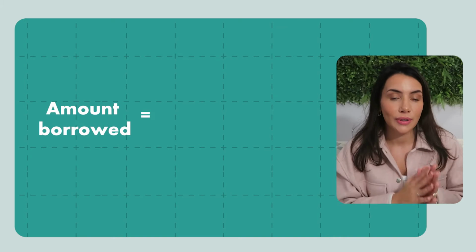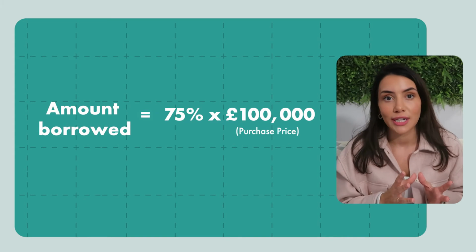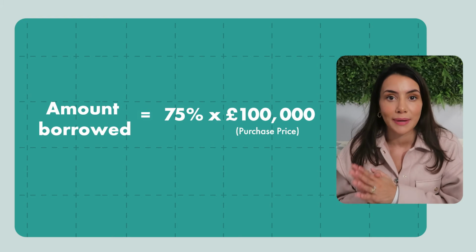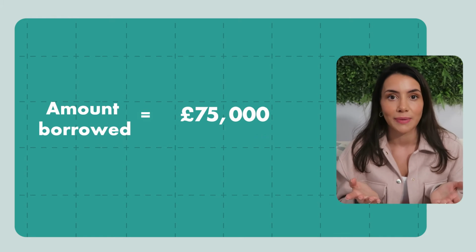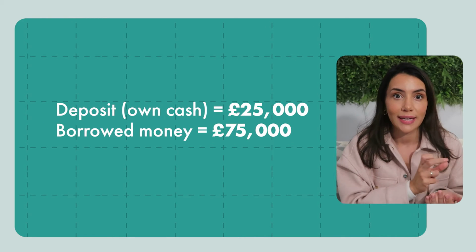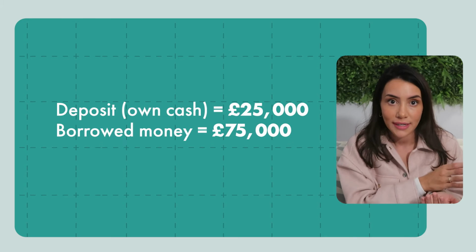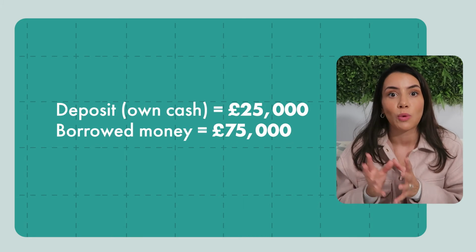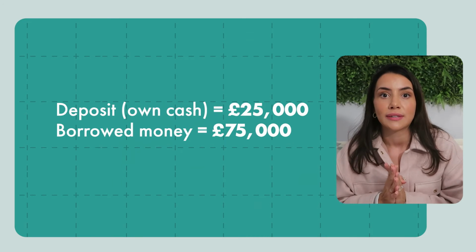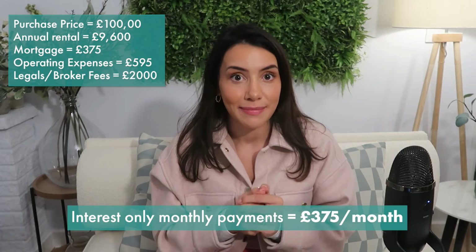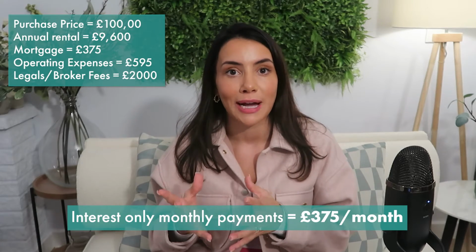The amount borrowed on a 75% loan to value mortgage with a purchase price of £100,000 is £75,000. £25,000 of that is your own cash, and that's a deposit, and £75,000 is what the bank is lending you for the purchase. Your interest only monthly payments are £375 per month.